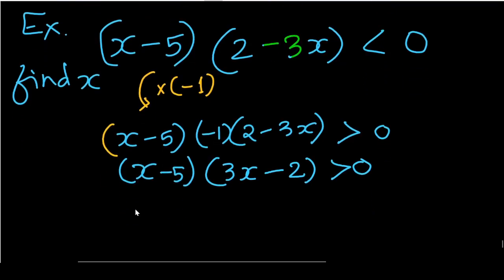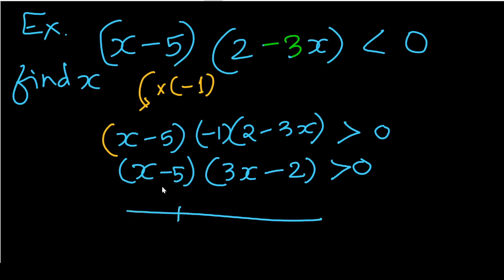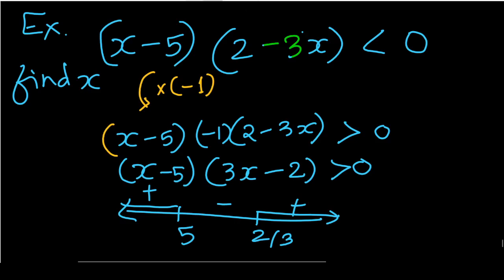Accordingly, x minus 5 becomes 0 at 5, and 3x minus 2 becomes 0 at 2 by 3. Plot 2 by 3 and 5 with signs plus, minus, plus. In the same way we can proceed as we did in the previous examples. So we only need to multiply by minus 1 on both sides, which changes the sign. Or else, if one of the coefficients is negative, then instead of using the less than answer, you can take the greater than answer.